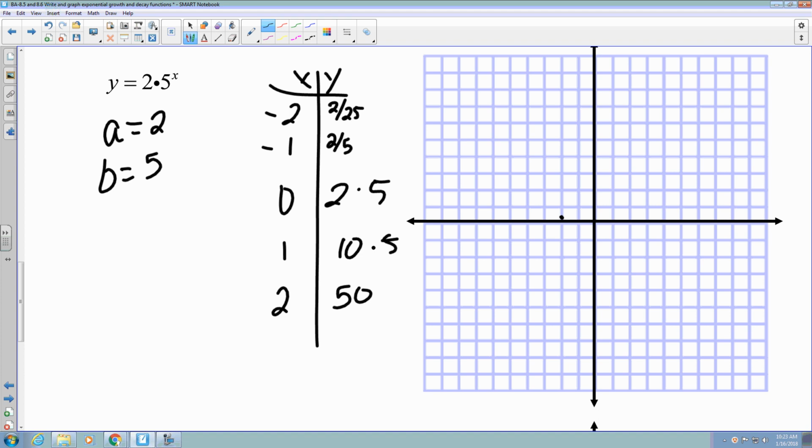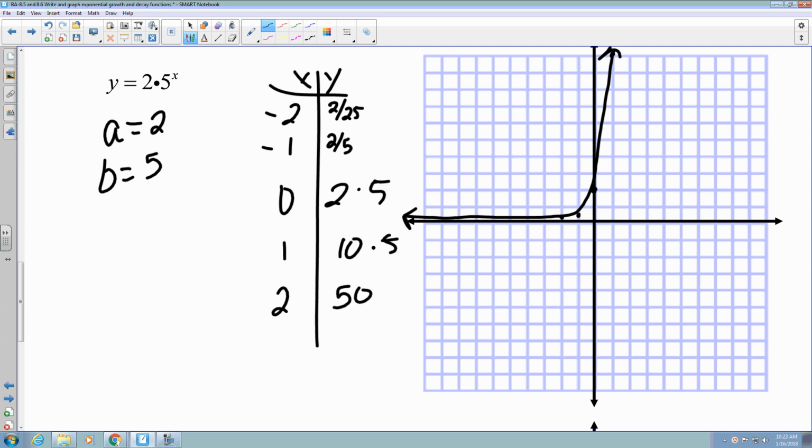Again, really small, really close to 0, but not quite. -1 comma 2/5. Somewhere right about there. 0 comma 2. 1 comma 10. And 2 comma 50 is well off the graph. So as we look here, looks something kind of like so.